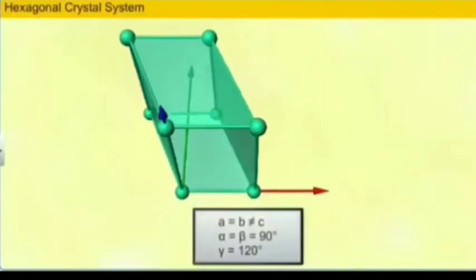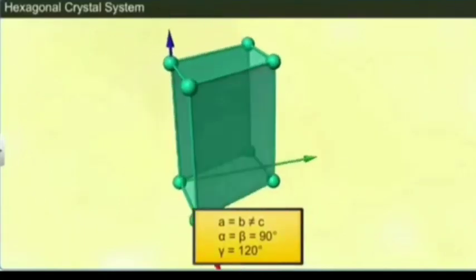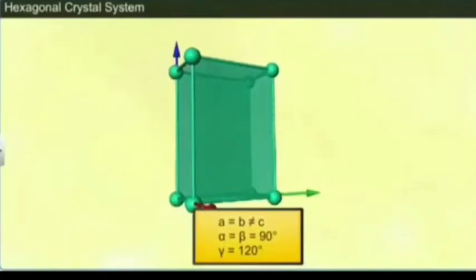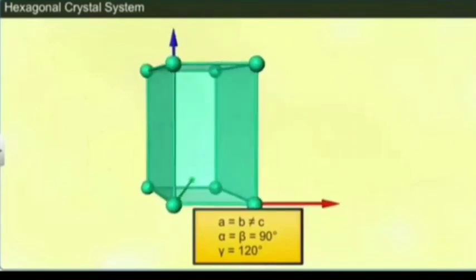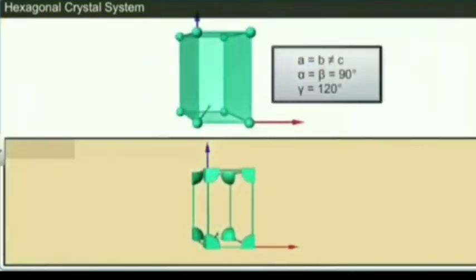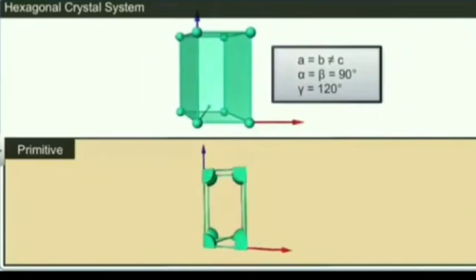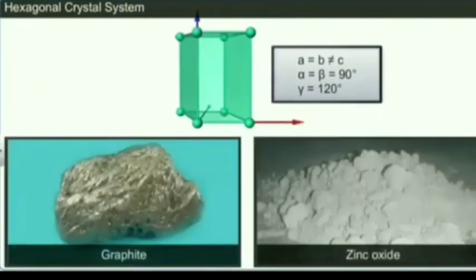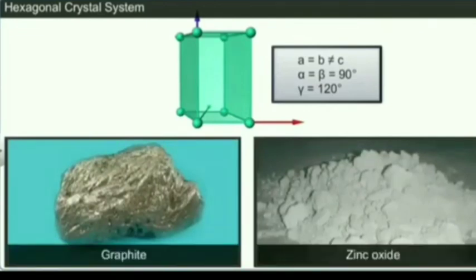The next one is the hexagonal crystal system. In this, A is equal to B, which is not equal to C. Alpha is equal to beta, which is equal to 90 degree. Gamma is equal to 120 degree. Possible variations are primitive only. Example: graphite, zinc oxide, etc.